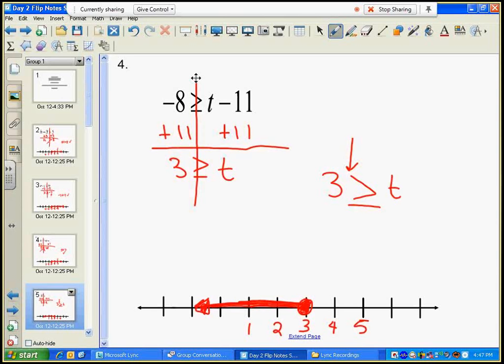And you can see that 0 is one of the possibilities. So let me check that. Is 3 greater than or equal to 0? Yeah, that's true. So I know I've graphed the correct side.